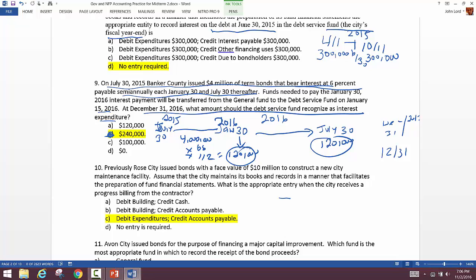Let's go ahead and take a look at this one. What entry should we make when we receive billing from a contractor in our capital project fund? Debit the expenditure, credit the accounts payable. Remember, we went through that long example of the capital project fund, didn't we? I don't know if it was long, but it was a detailed example. That comes right out of that example.